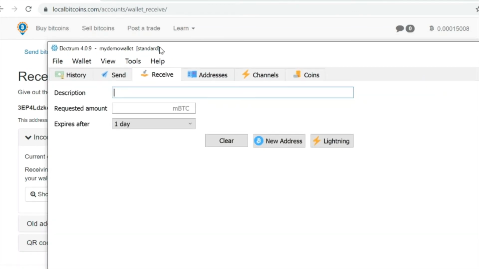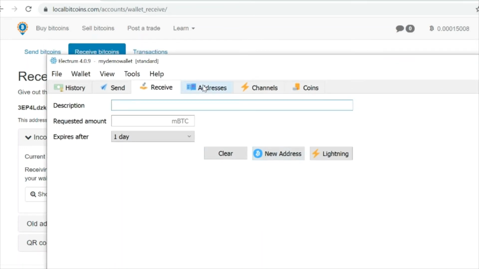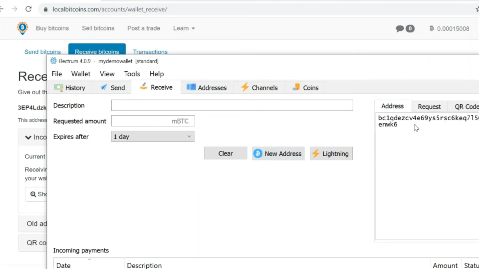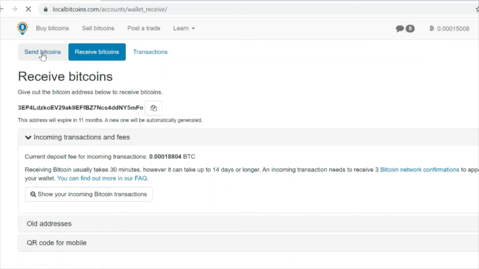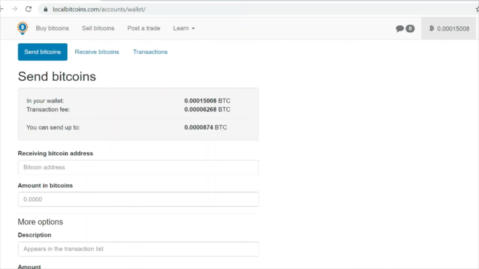If you want to receive, you can create a new address or use the existing address you have. Let me create a new address, and this is the address I'm given. So I'm going to copy it. I will show you how the Bitcoins will be transferred to my address. I'm typing in the address of my newly created wallet, and then I'm going to transfer it from the exchanger.